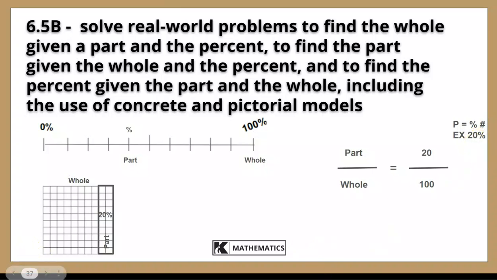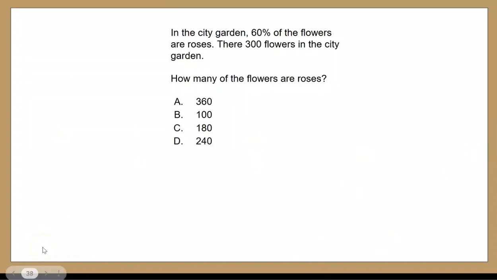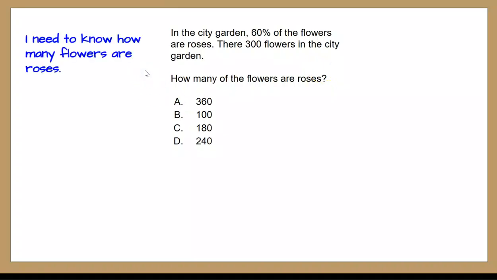So let's take a look at this problem. In the city garden, 60% of flowers are roses. There are 300 flowers in the city garden. How many of the flowers are roses? So first off, what do we need to find? How many of the flowers are roses? So out of all the flowers in the garden, I'm looking for the number of roses in the garden.